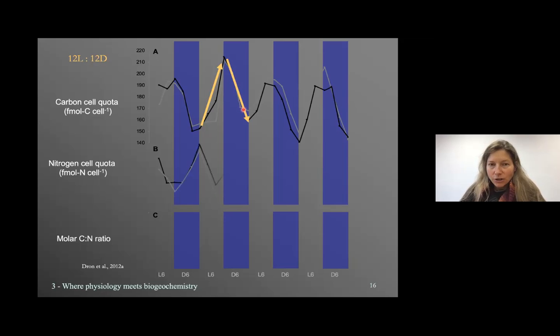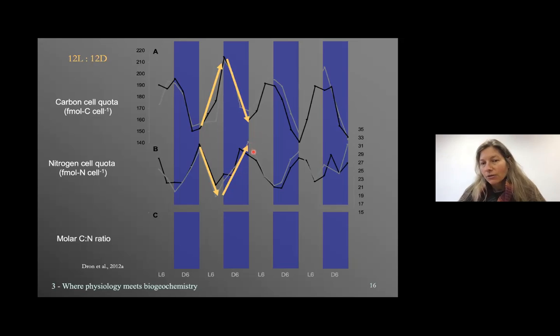Looking at the nitrogen cell quota, it's the reverse. Nitrogen is increasing at night. Of course, cells are fixing nitrogen. They fix at night, so the nitrogen content increases during the night and thereafter decreases during the day because this nitrogen is used to make up cell material, but it's also in part lost from the cells.